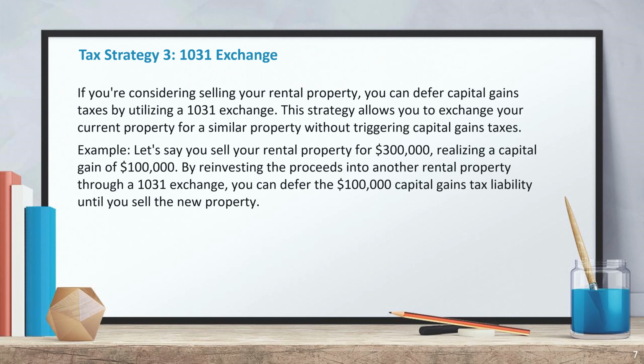If you're considering selling your rental property, you can defer capital gains taxes by utilizing a 1031 exchange. This strategy allows you to exchange your current property for a similar property without triggering capital gains taxes. For example, let's say you sell your rental property for $300,000, realizing a capital gain of $100,000. By reinvesting the proceeds into another rental property through a 1031 exchange, you can defer the $100,000 capital gains tax liability until you sell the new property.